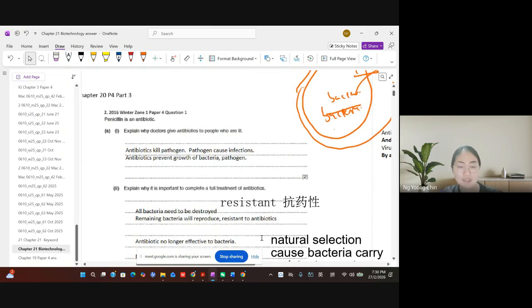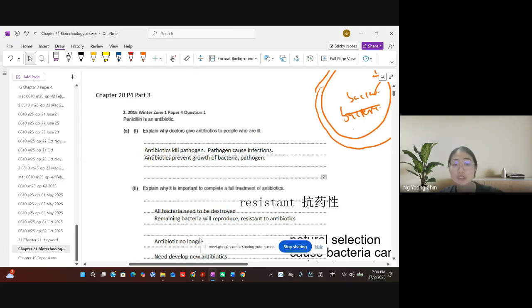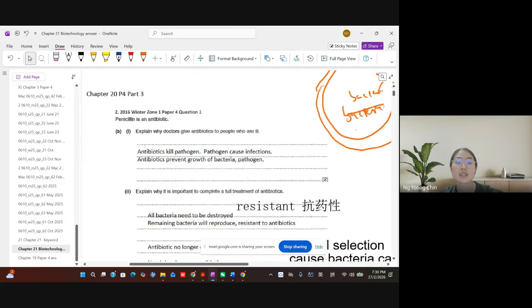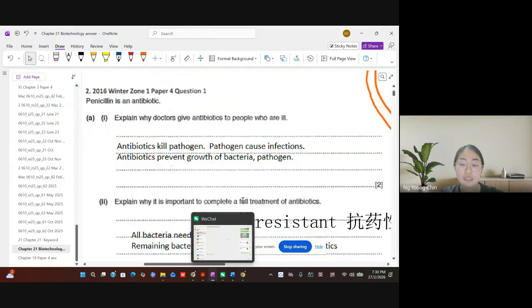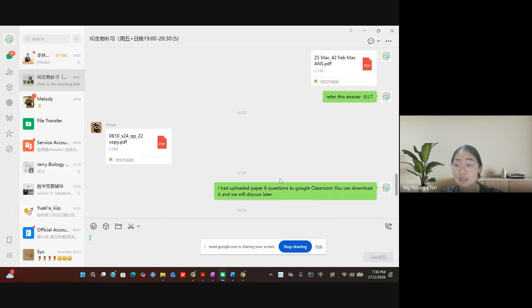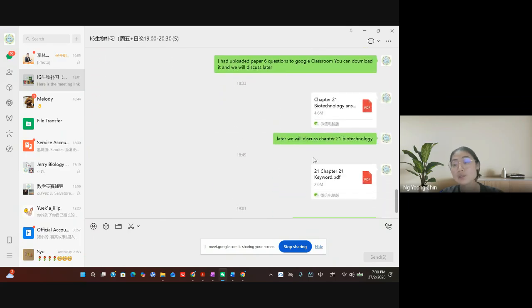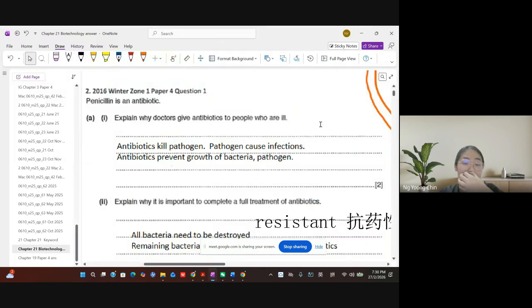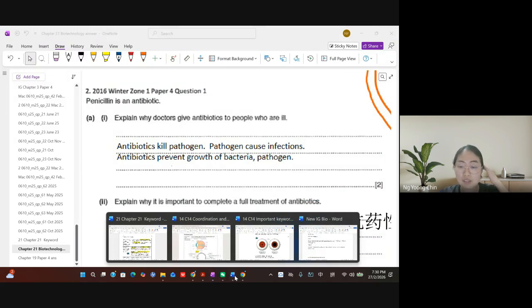Okay, because I just read that you are not really familiar with chapter 21. Okay, which is the biotechnology. So this is an example of a question from the past year. Okay, and then I did send it to you in this group. Where is it? Here. See this one, chapter 21 biotechnology answer. You can read all the answers first. Okay, so this is chapter 21.